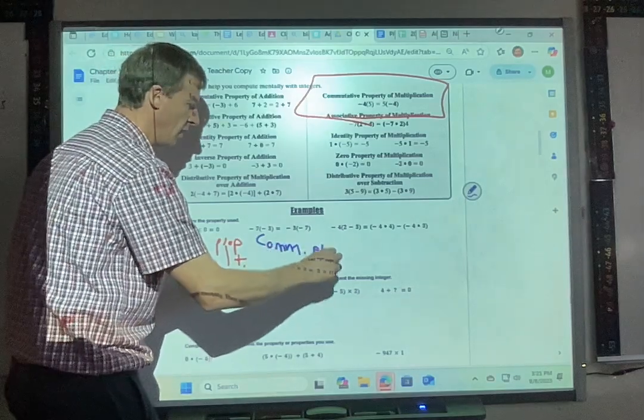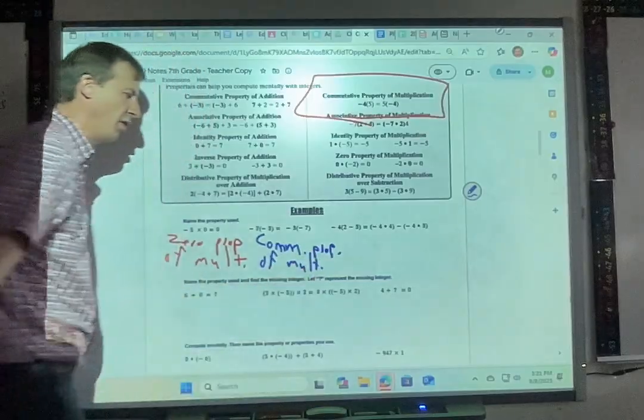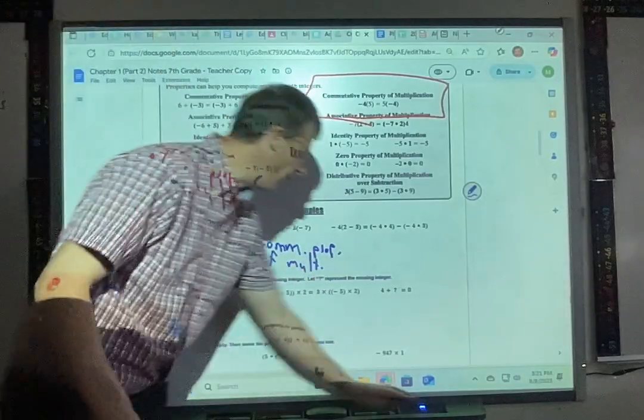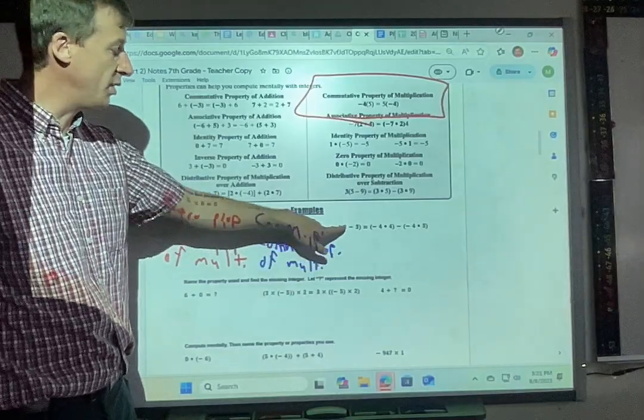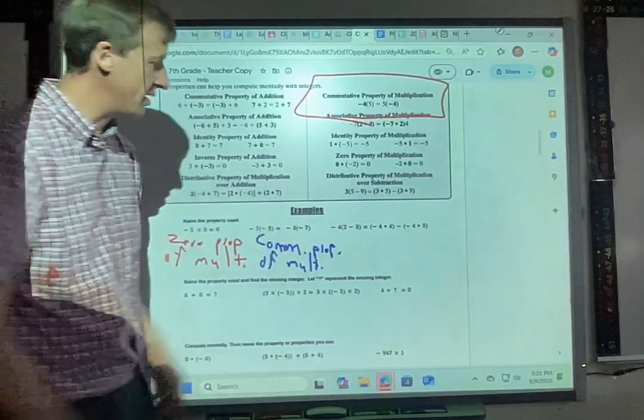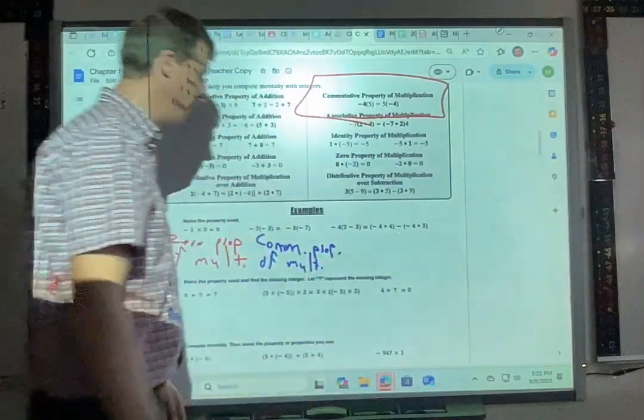Commutative property of multiplication. Right, commutative property of multiplication. And then the last one here, negative 4 times 2 minus 3 in parentheses equals negative 4 times 4 minus negative 4 times 3.